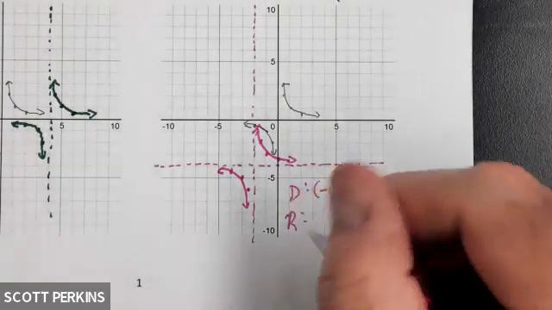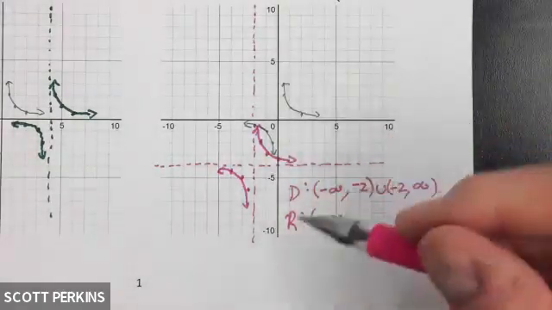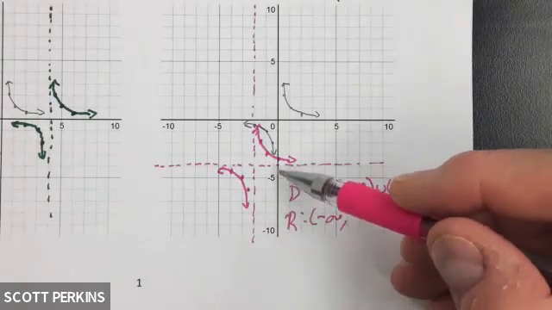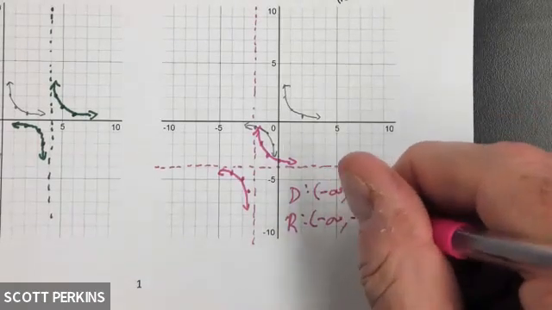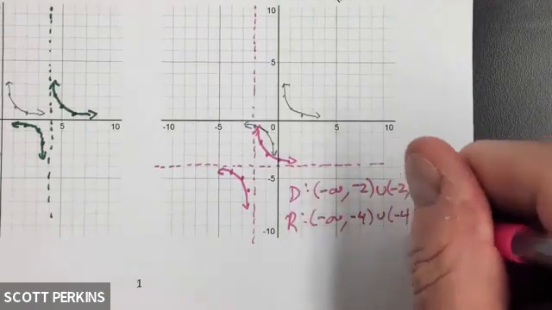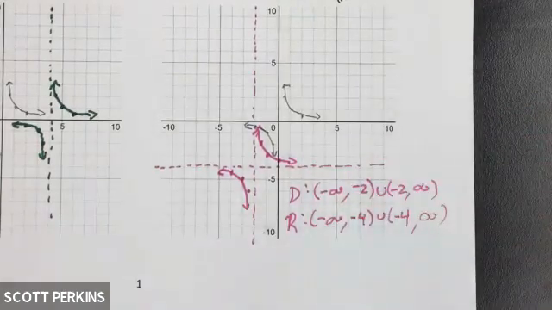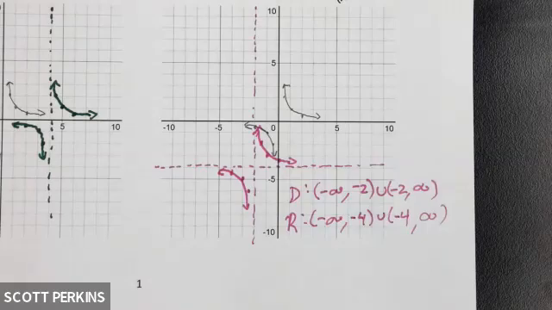The range, again, it goes down to negative infinity. And then as I'm looking along the y-axis, what's the y value that I have to hop over? -4. Well said. Thank you very much. And so there is my range. Okay, one more. Flip to the second page of this.